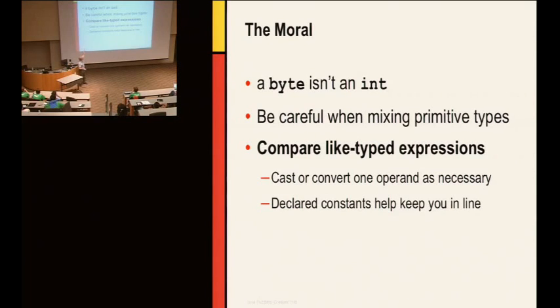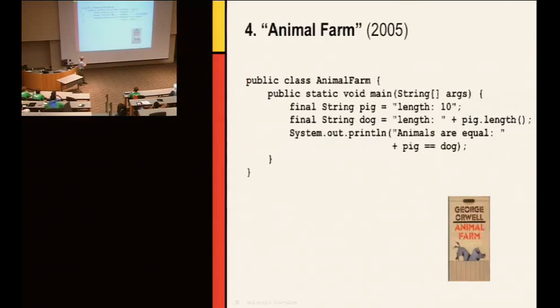One other thing that I should have had in this list, this is really a language flaw. Bytes should never have been signed in the first place. That's a big problem with Java. I was not there when that decision was made, but if I were, I would have tried to convince James Gosling to do otherwise. All right, this one's called Animal Farm.